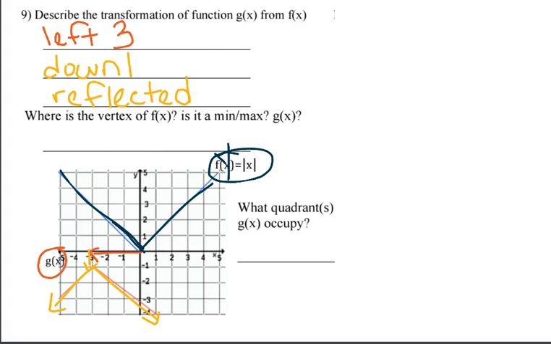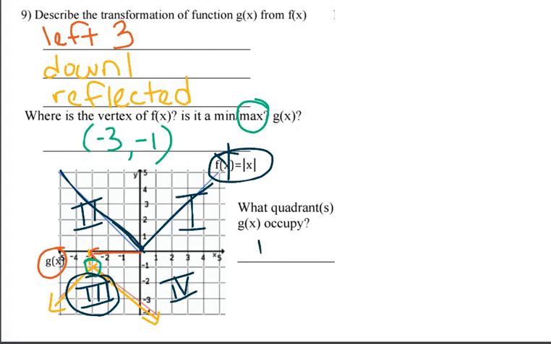The next question says, where is the vertex? Well, the vertex, we can see, it's this point right here, which is at -3, -1. And since it's the very highest point, we know it is a maximum vertex. What quadrant is the graph in? Well, if this is quadrant 1, and this is quadrant 2, and this is quadrant 3, and this is quadrant 4, we can see that the graph is in quadrant 3.